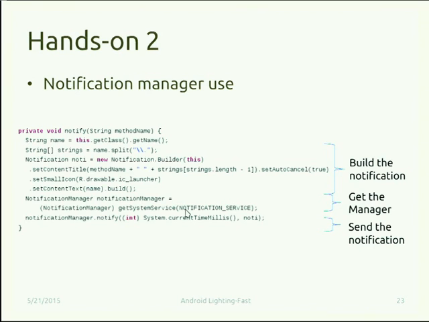So we want the system service named notification service. And this is the notification manager. We get it, and once we get it, we just call the notify method of that object, providing an integer, for example, the time at which a notification has been generated, and the notification. Having said this, since the time is running, let's try to switch to development.